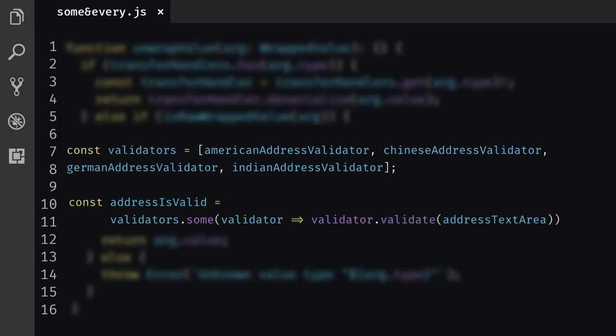the predicate. Let's say you have a couple of functions that validate address formats from different countries. In this scenario, all you are really interested in is if any of these validators say that the address given by the user is valid, and not necessarily which of these validators is saying so. So keep every and some in mind whenever you use these words to describe a condition.